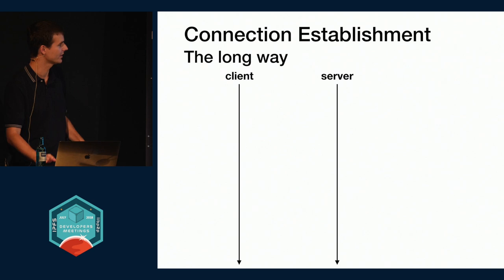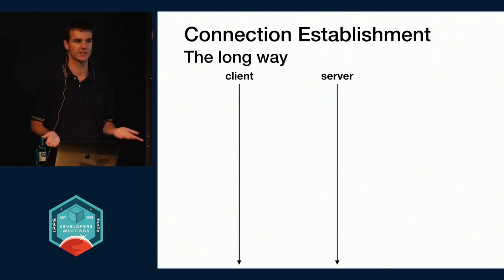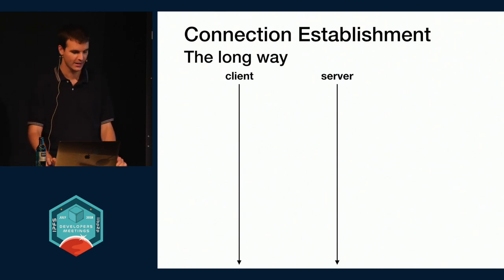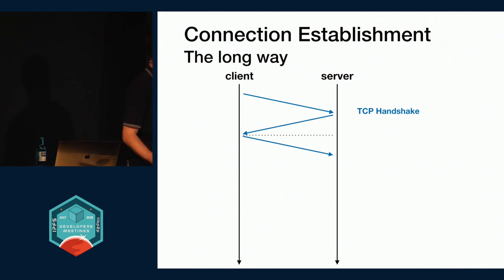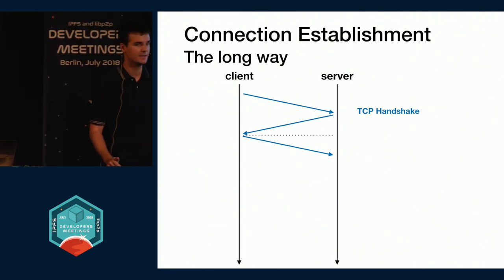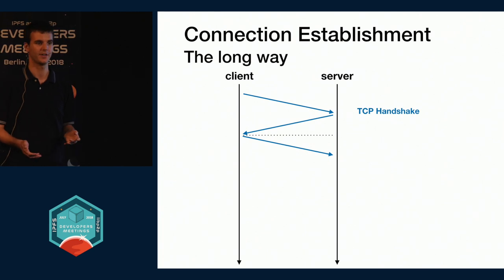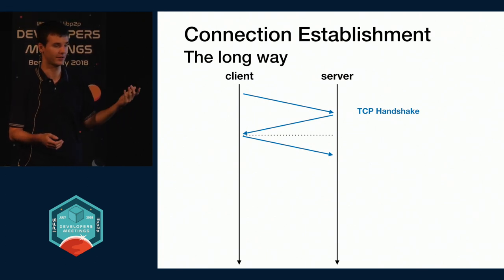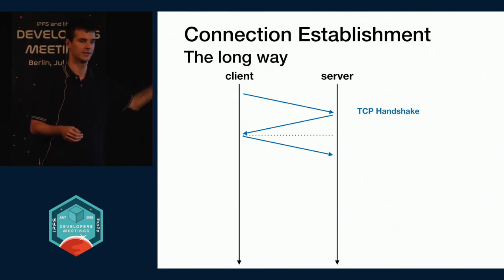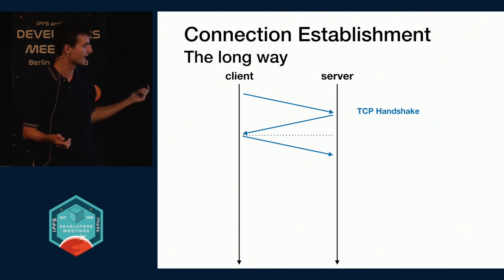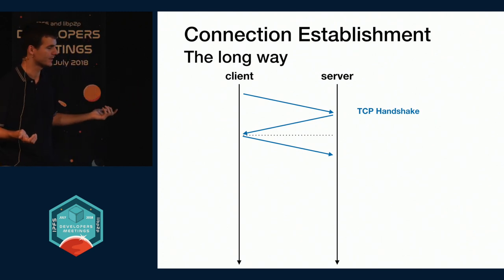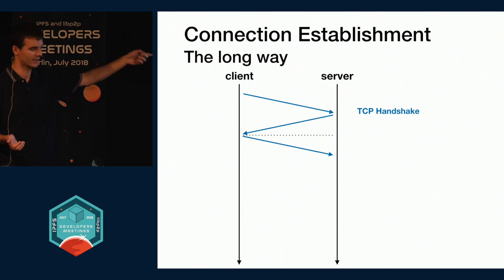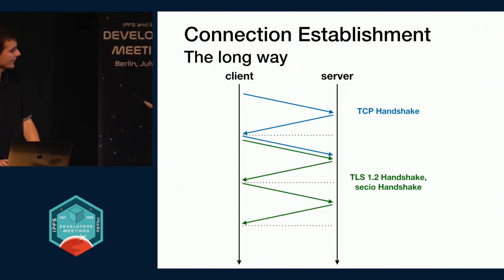For example, connection establishment. How do we get a connection? So it starts with a TCP handshake. The client sends a SYN packet, and then the server wants to verify that the packet was actually sent by the IP address that is on the packet. So it sends a SYN ACK packet back, and at that point they have a TCP connection and can write data. Client sends an ACK, and now, well, we still need the crypto handshake, right?